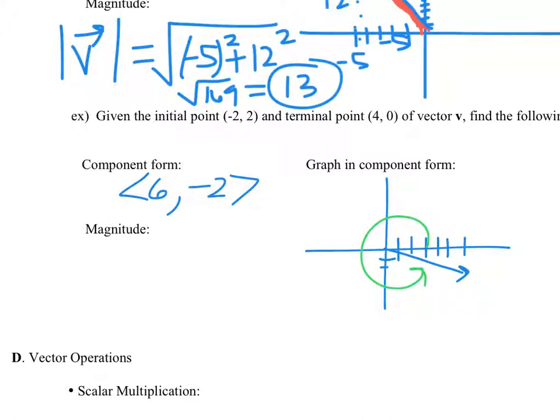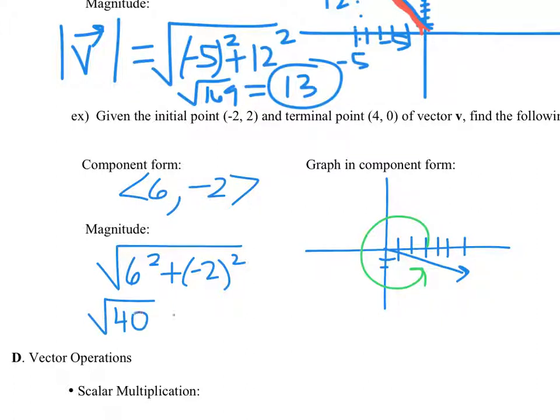And then the magnitude would be the absolute value of this vector, which would be the square root of 6 squared plus negative 2 squared. You can just take the negative off because it's going to be positive when you square it anyways. And you get 36 plus 4, which of course is 2 rad 10. Good job. Who got that? Yes.